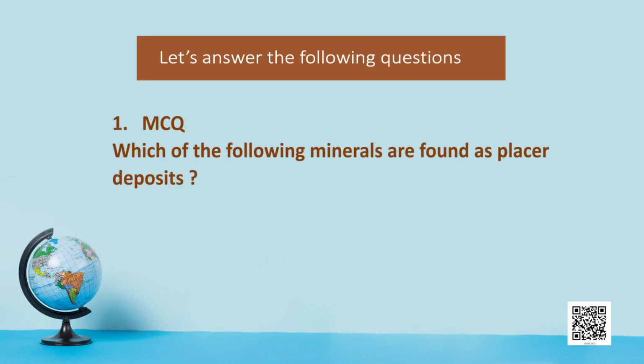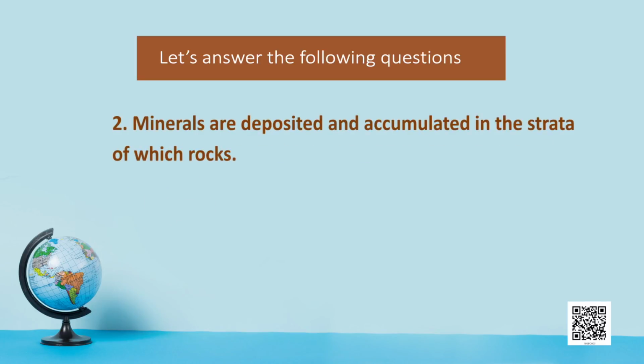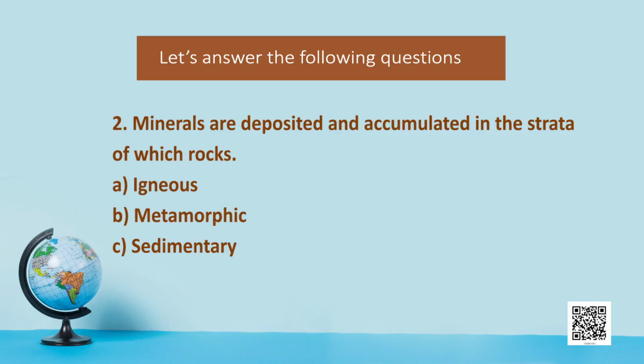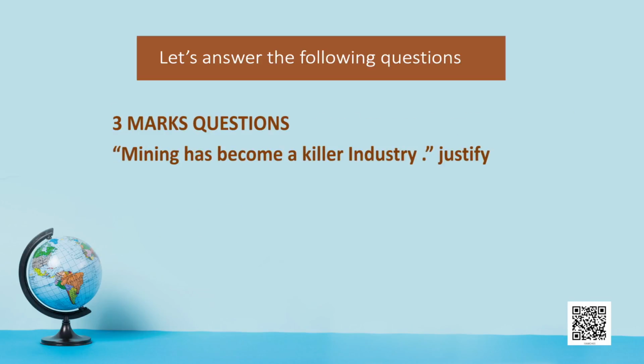The best way to learn is to study and then to revise. Let's answer the following questions on what we have learnt in this module. Which of the following minerals are found as placer deposits? Iron ore, coal, mica and gold. Question 2. Minerals are deposited and accumulated in the stratas of which rocks? Igneous, metamorphic and sedimentary. Now some 3-mark questions. Mining has become a killer industry. Justify the statement.